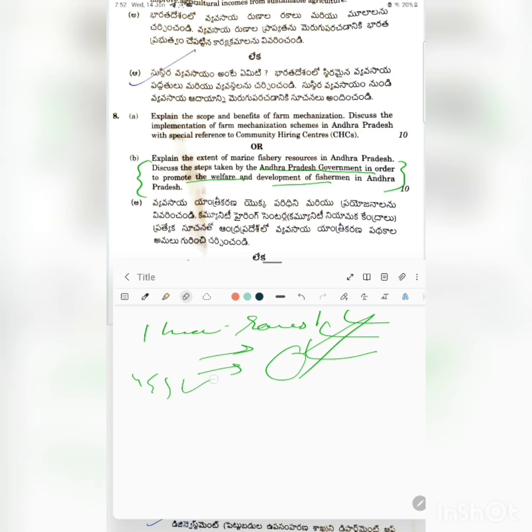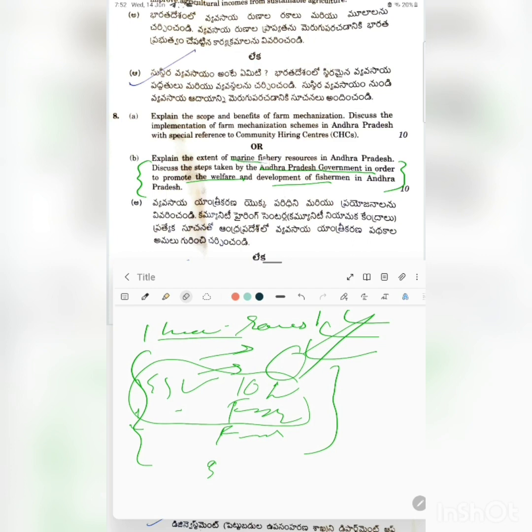You have YSR Matsyakara Bharosa. You have diesel subsidy. You have farm input subsidy, and you also have YSR Matsyakara Bhima 10 lakh. Various other schemes that the government is taking to improve the lives of fishermen. You can also write about fish landing centers, fishing harbors, sea exports. That would have been a hell of an answer if only I had known the extent of marine fishery resources in India.